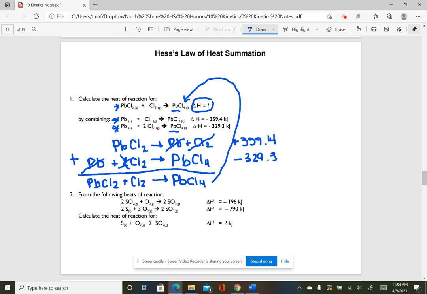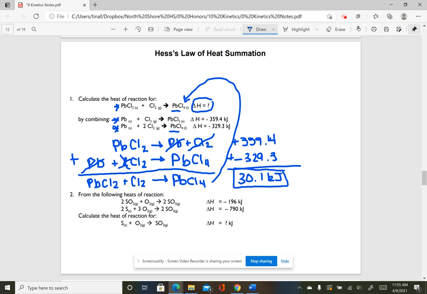So once you've gotten the reaction to look exactly like the one that's being asked, you can now add up your delta H's to find the delta H of that reaction. Okay, and that negative sign, guys, that's important. You're adding a negative to a positive, so you're going to end up subtracting, but your calculator can do that for you. And when I do that, I get 30.1 kilojoules. And that's my answer. Okay.